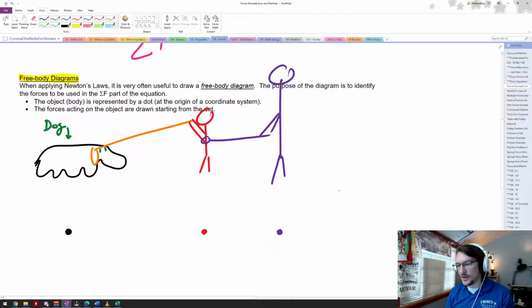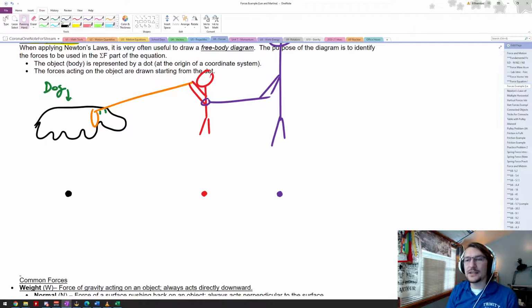And the great thing about these dots is it's very easy now for us to draw the forces that are acting. We know a force acting on the dog is kind of pulling this direction. And we know the dog's pulling back on you with some force like this. And we know that your parent is pulling on you this way. And we know that you're pulling back on your parent like that. So it's much easier to draw all of these forces when we start getting into things because they're just on these dots.